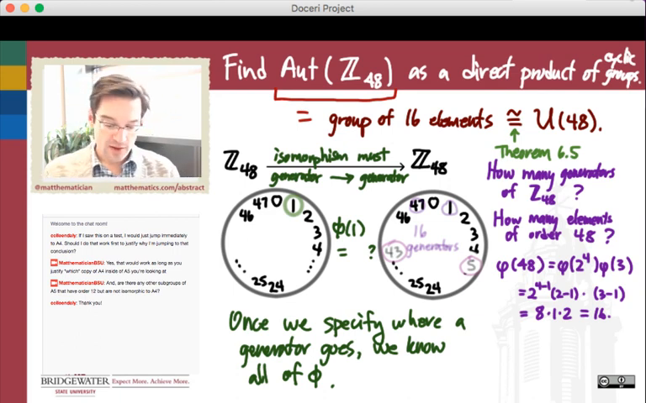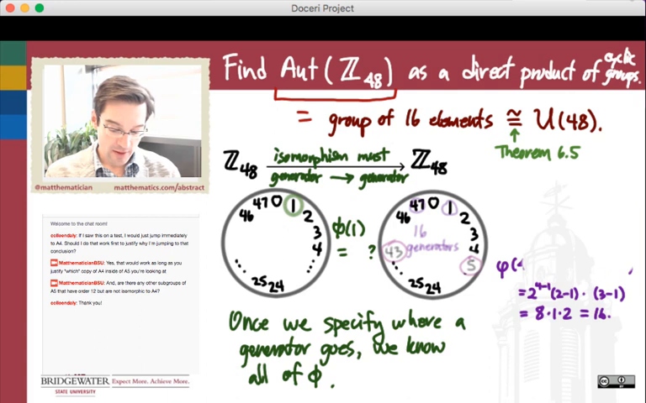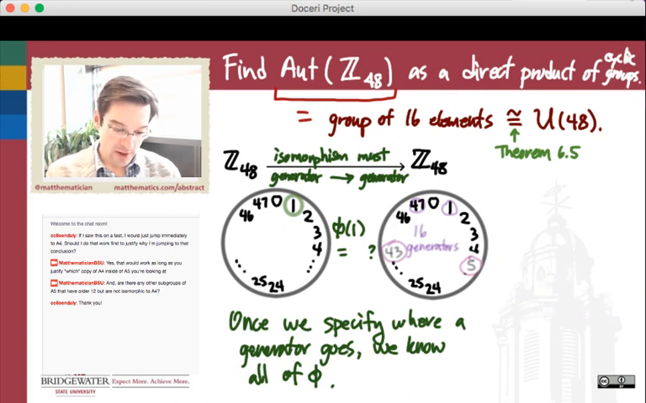Okay, so that gets us halfway there. How do we get the rest of the way through? Which is to figure out what this is isomorphic to as a direct product of cyclic groups. So what is U48 isomorphic to as a direct product of cyclic groups? Well, to figure that out, we use the same process that we used to discover the Euler phi function of 48.